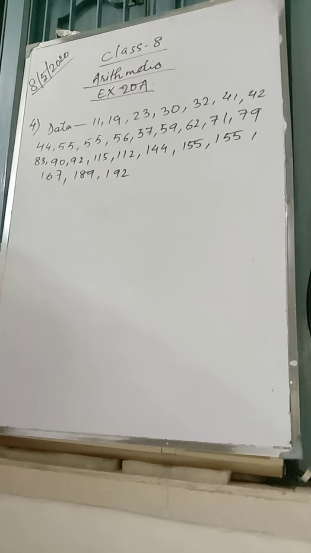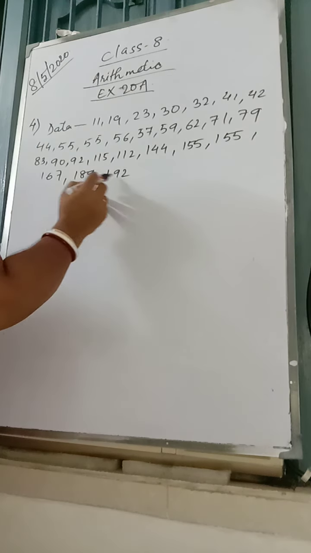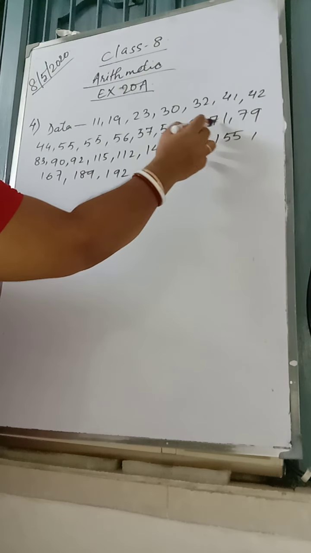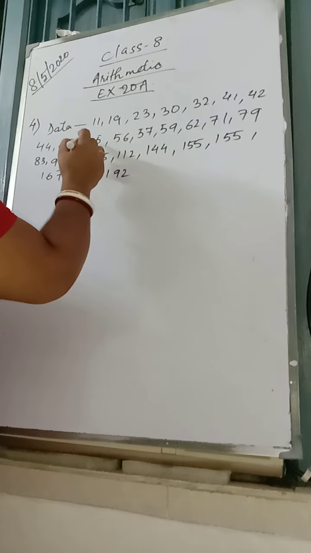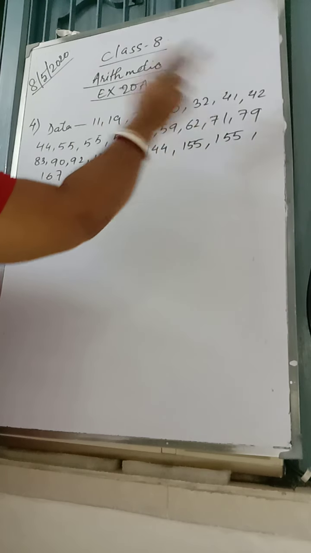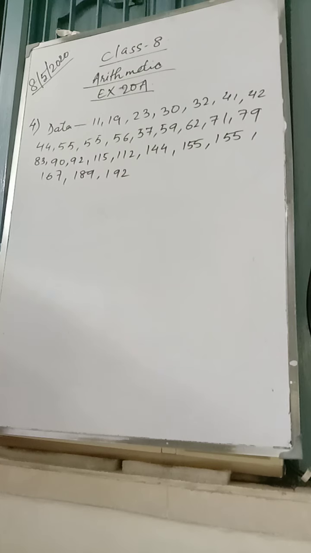The total number of data we have: 1, 2, 3, up to 27. Here how much have I got? 1, 2, 3, up to 27. Okay, done. It's correct only.